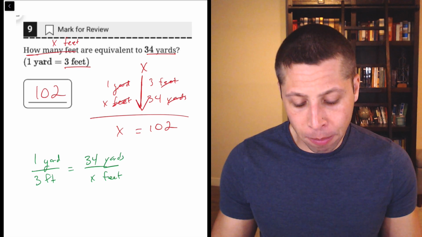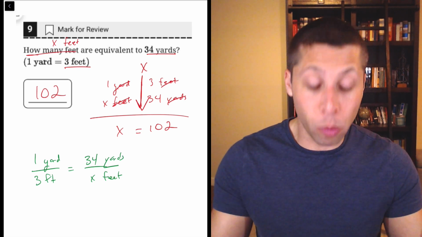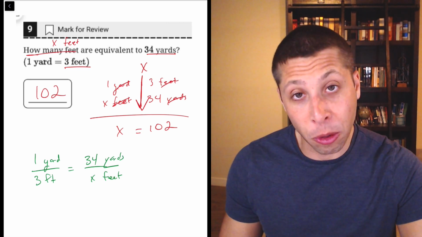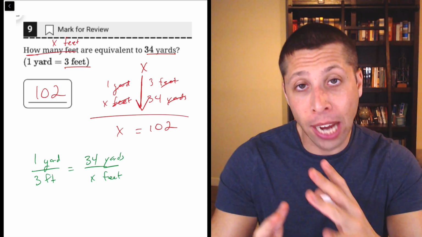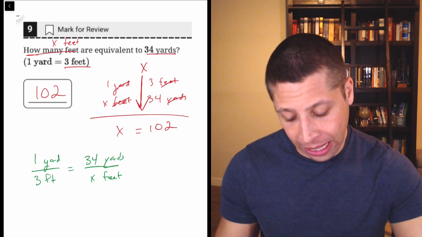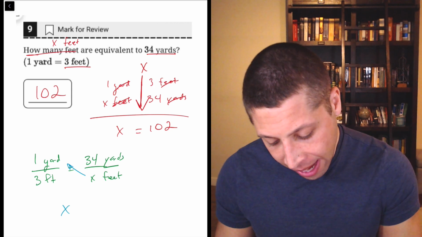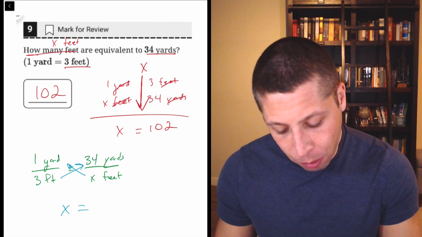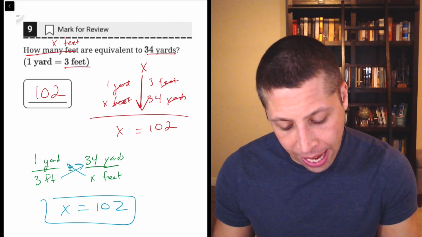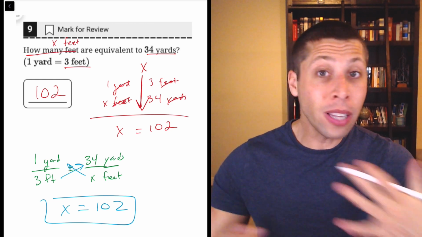But if we put it on the bottom, it's just a reminder that the real way to solve these is to cross multiply. The only time we multiply diagonally with fractions is when they're equal to each other, just like this. So 1 times x is x. 3 times 34 we said is 102, and that again gets us the right answer. So lots of ways to handle this.